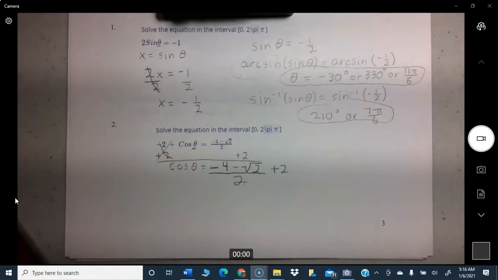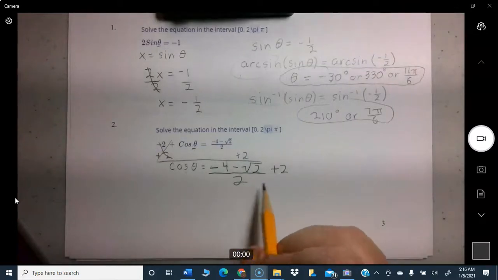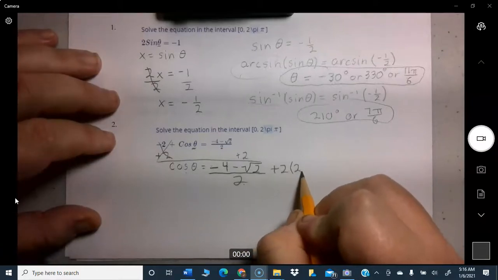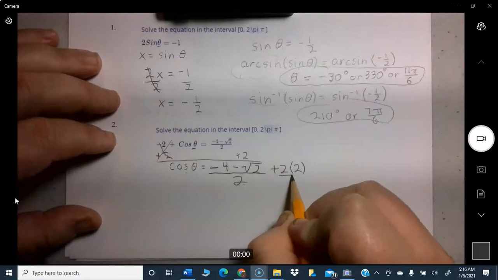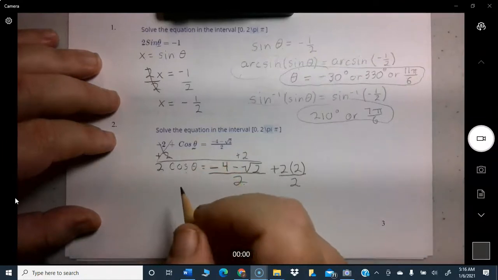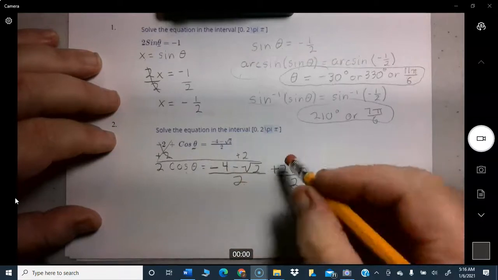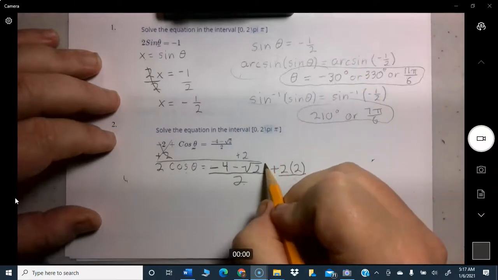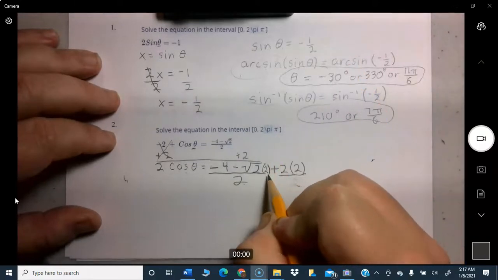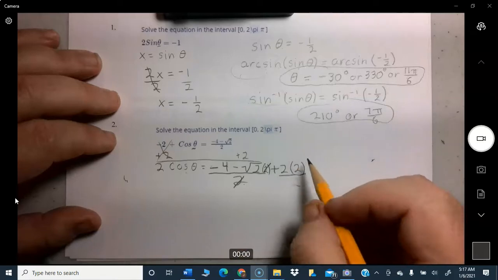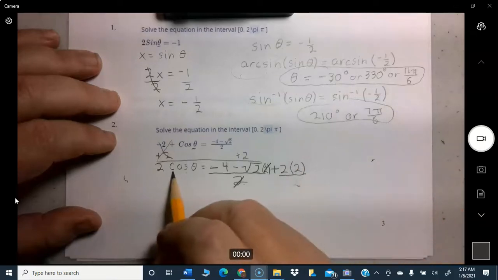So now we need a common denominator for all of these. So there's a 2 here, so we're going to multiply everything by 2. We're going to multiply this by 2, over 2, and we're going to multiply this by 2. And then, of course, we're going to multiply this by 2. We're multiplying everything by 2 on the top. That makes this cancel. And now this becomes 4, and this becomes 2 cosine.